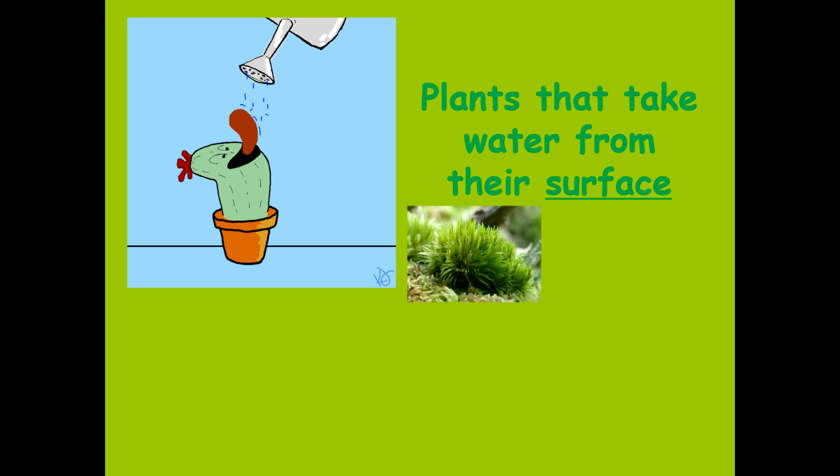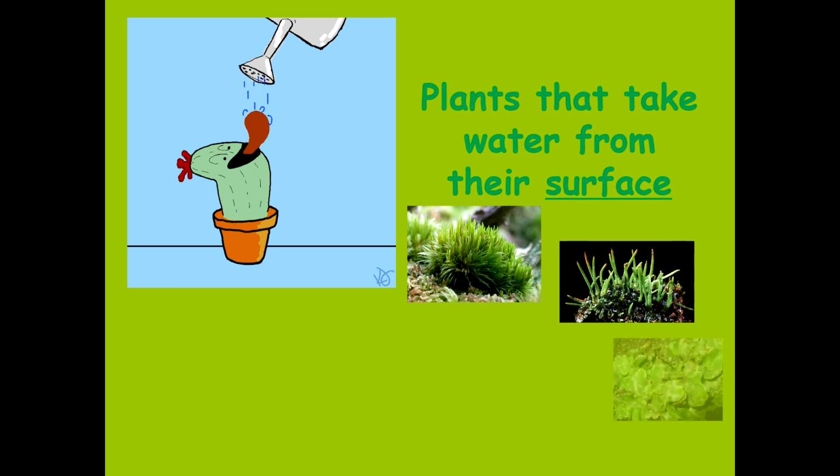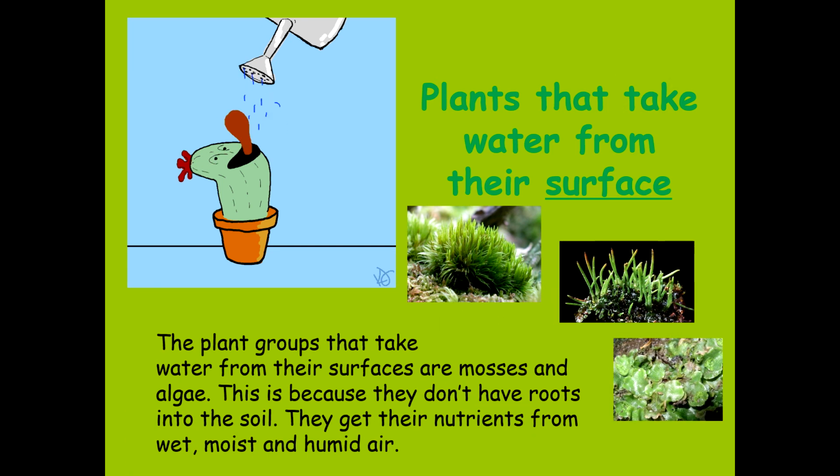Plants that take water from their surface need to do this because they don't have great roots, or sometimes they don't have roots at all. The plant groups that take water from their surfaces are mosses and algae, and also some cactus. But some cactus, where they are in the desert, need to develop really, really long roots, so it depends where they are. Now, the reason that they don't have roots in the soil is because they will get their nutrients from the wet, moist, and humid air around it.